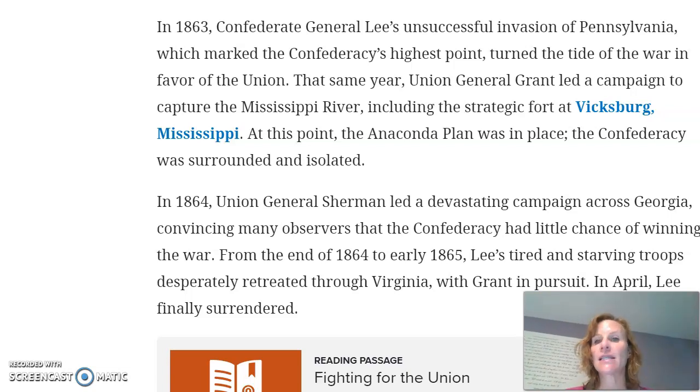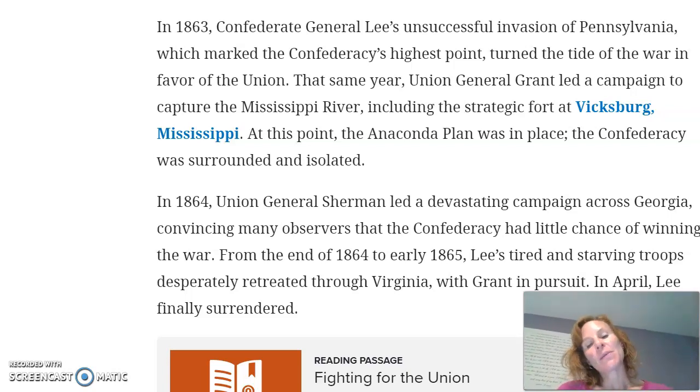Okay, so in 1863, remember General Lee, he wanted to invade Pennsylvania. It was not successful, and when the invasion of Pennsylvania wasn't successful, the war kind of shifted, and the Union side picked up some speed and started having more power, and it started turning in favor of the Union, or the United States, the northern side.